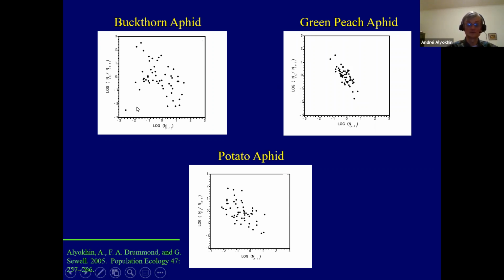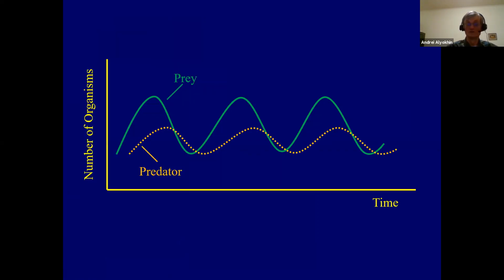So you can see that there is considerable growth when populations are low, but as population density increases, like here, population growth decreases. Particularly obvious for green peach aphid, but you can see this trend everywhere. So dense populations basically don't grow very well, which can be due to a number of factors.